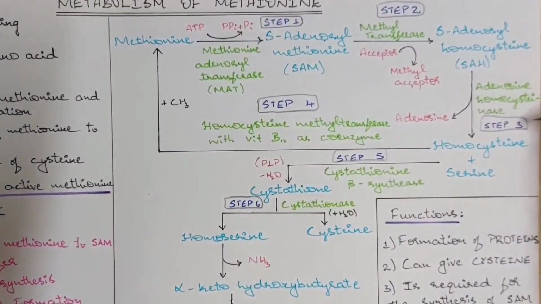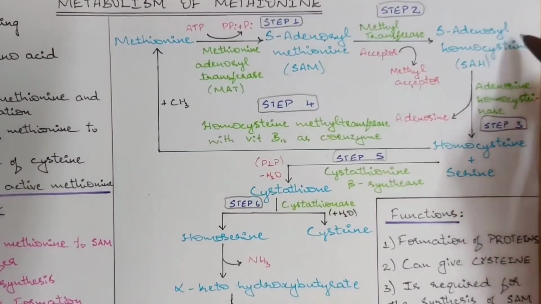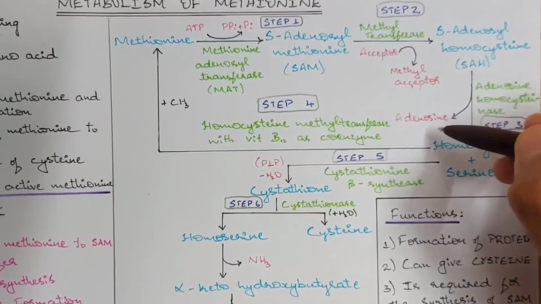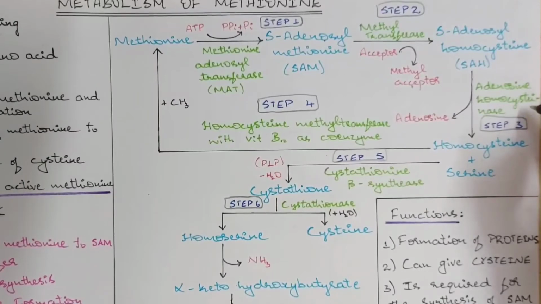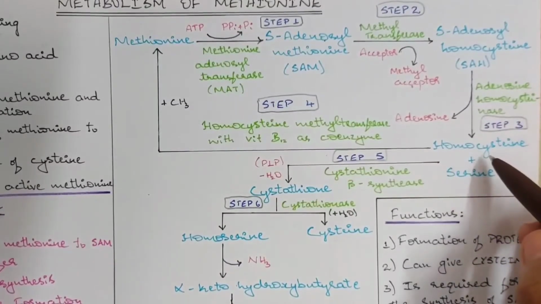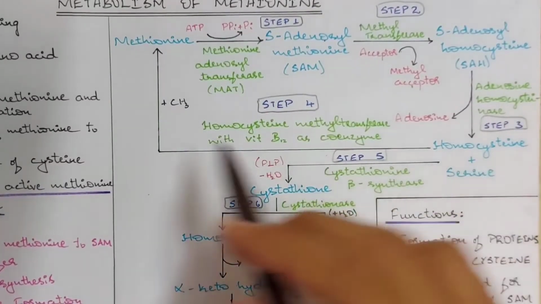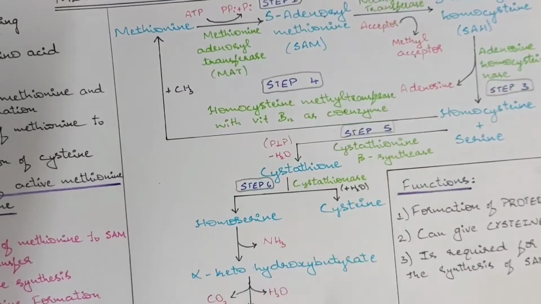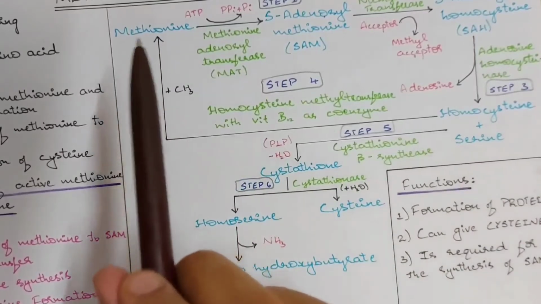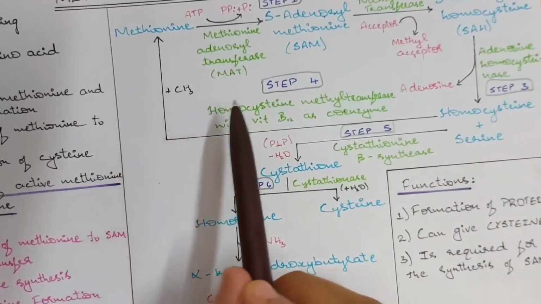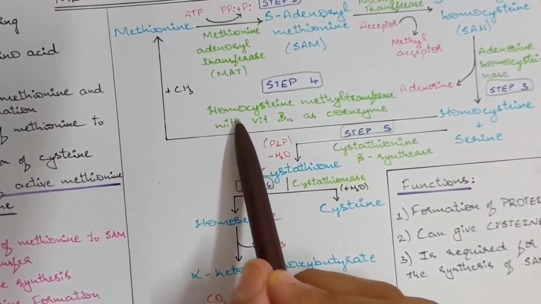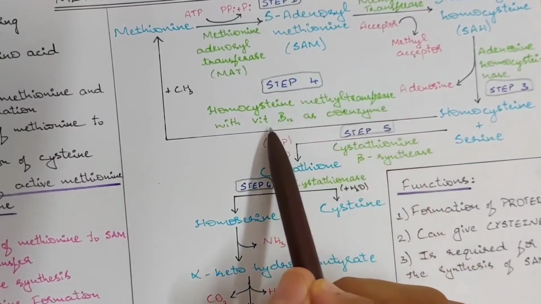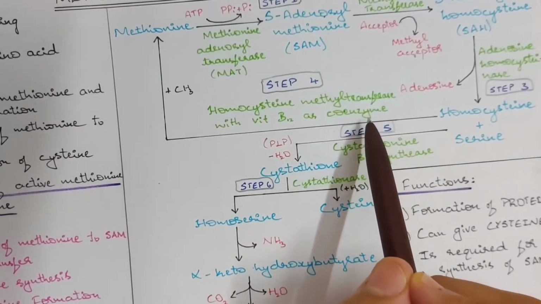Step 3. Methionine synthesis. From the S-adenosyl homocysteine, the adenosine group is removed in the presence of adenosyl homocysteinase to form homocysteine. The homocysteine has two major fates. It can be remethylated to form methionine, or it may be condensed with serine to form cystathionine. Homocysteine can be converted to methionine by the addition of a methyl group. This requires the enzyme homocysteine methyltransferase with vitamin B12 as coenzyme.